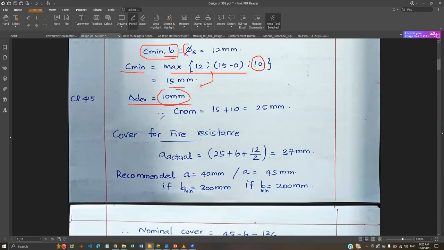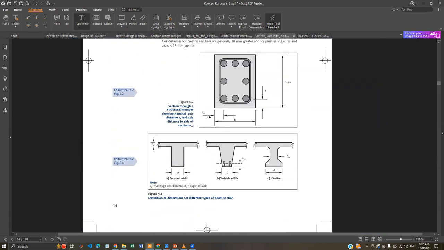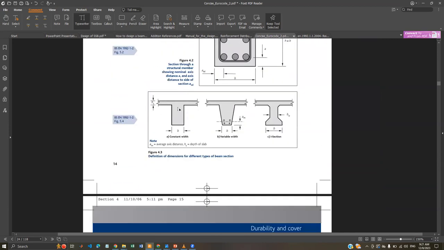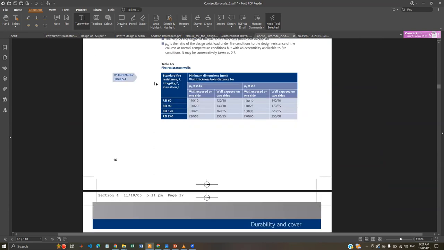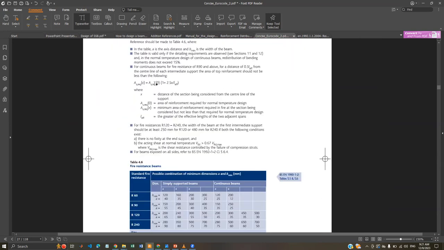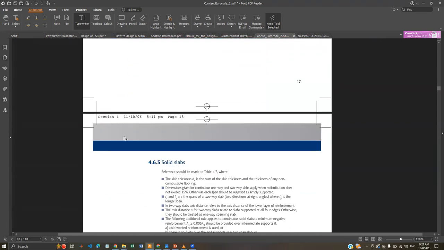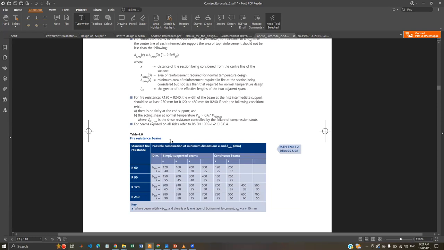Up to this level, there will not be any issues. But the real issues will happen from here. You can see I'm going to do the cover for the fire design. When we perform the cover design for fire, you can refer to section 4.6. If it is a column or slab or whatever it is, we need to choose the appropriate table. Since I am dealing with the beams, I'm going to check the first part; the others are for slabs. So I need to check table 4.6.